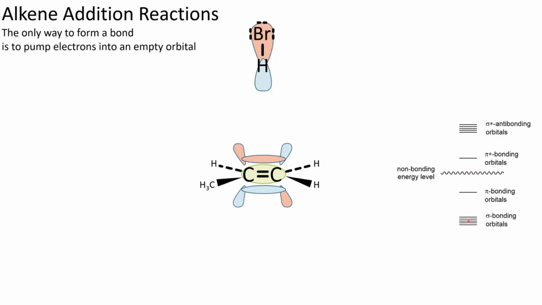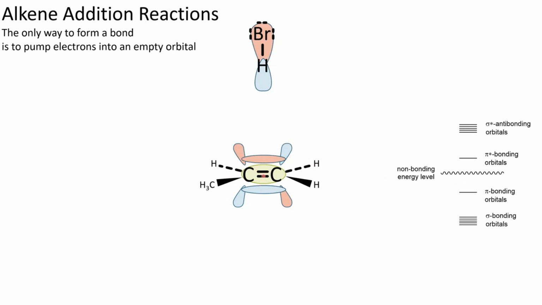So if the sigma bonding orbitals are the most stable, the sigma star antibonding orbitals are the least stable. If the pi bonding orbitals are higher in energy than the sigma bonding orbitals, then the pi star antibonding orbital is lower in energy than the sigma star antibonding orbitals. The MO pictures are always symmetric about the non-bonding level.